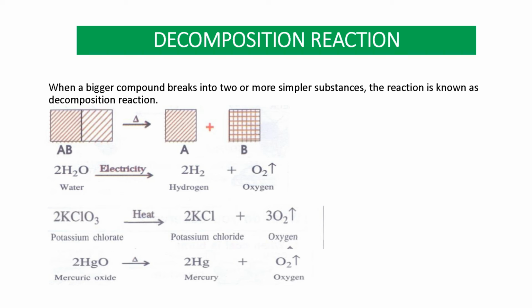And here is one important point: the reactant is 1 but the products will be 2 or 3. So this is just the opposite of combination reaction. Here the reactant is always 1 but the products can be 2 or 3. So all of you keep this point in your mind. This is very important. Here you can see as well, the reactant is 1 and the products will be 2.